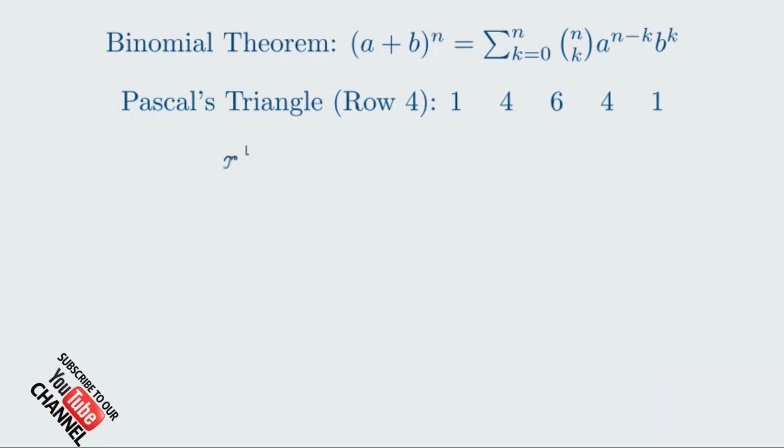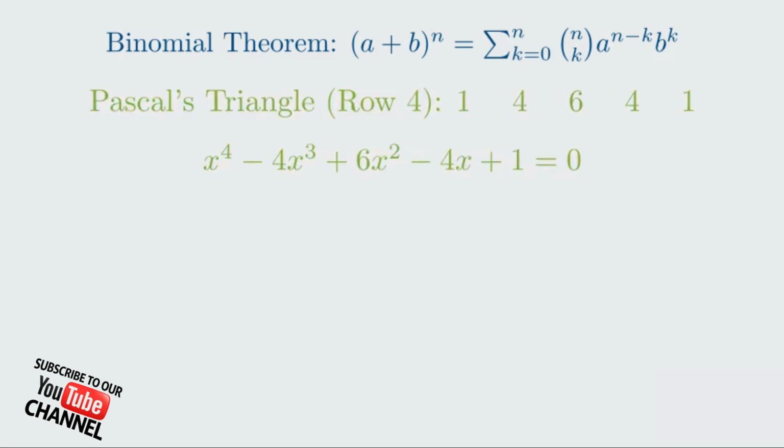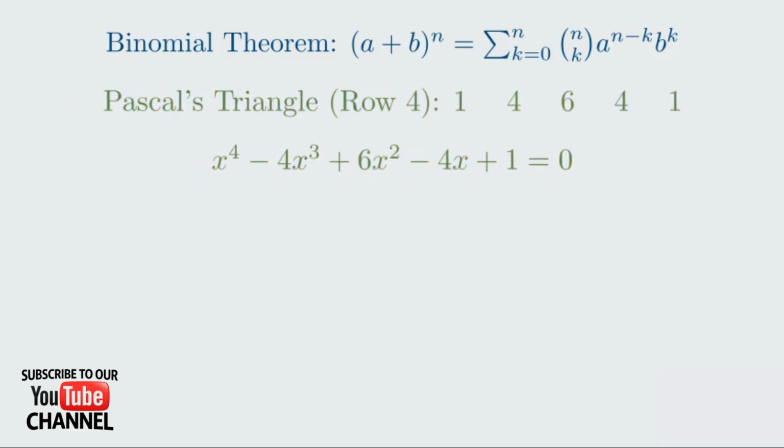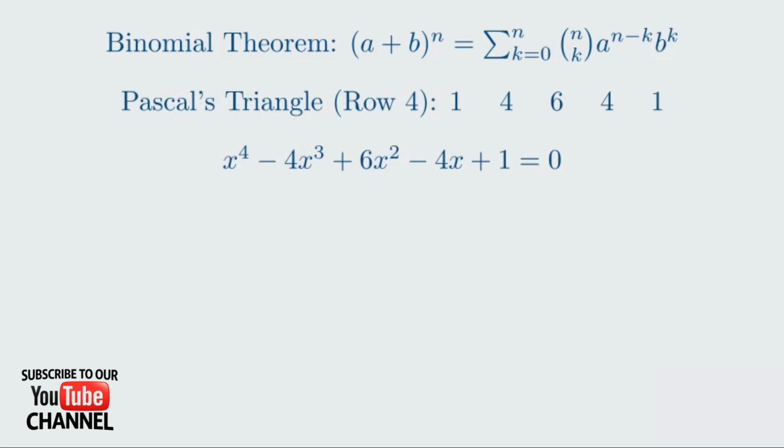Wait a minute. These are the absolute values of the coefficients in our original polynomial. This isn't a coincidence. It's a key observation that unlocks the solution. Our polynomial alternates in sign. The terms are positive, negative, positive, negative, positive. This sign pattern is exactly what you get when you expand the binomial x minus 1 raised to the power of 4. Let's expand it.